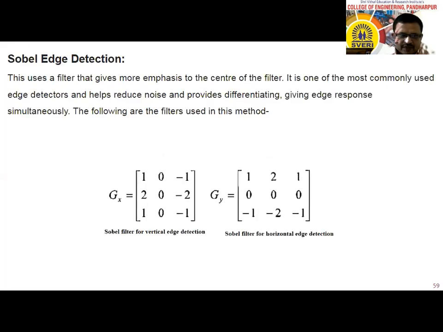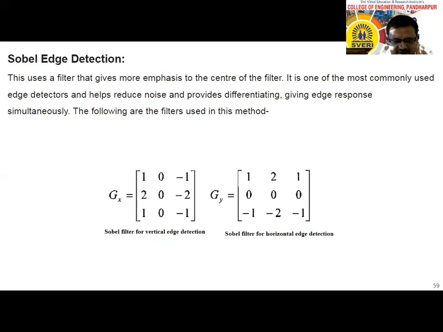Now Sobel edge detection. This uses a filter that gives more emphasis to the center of the filter. It is one of the most commonly used edge detectors and helps reduce noise and provides differentiating, giving edge response simultaneously. The following are the filters used in this method.